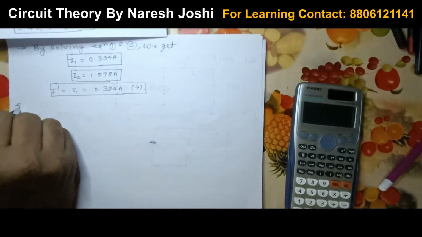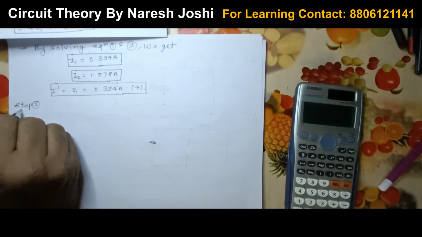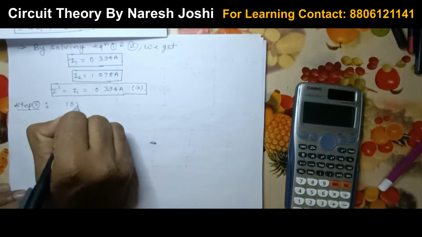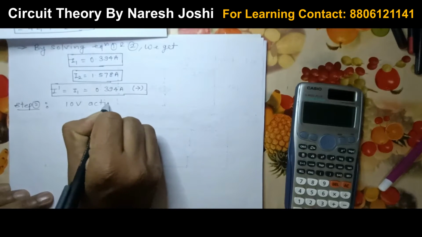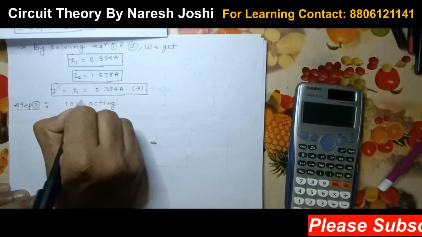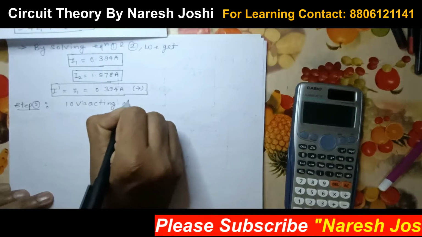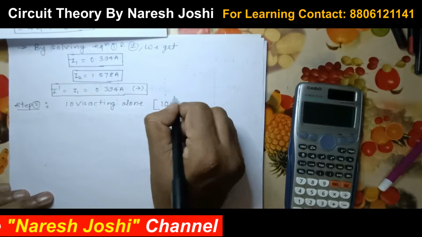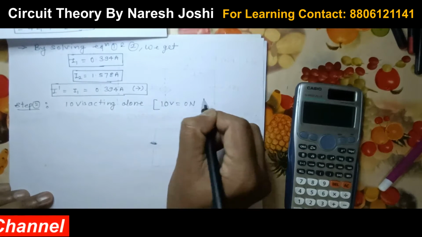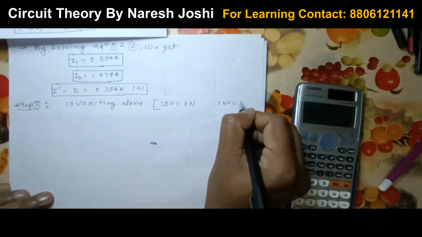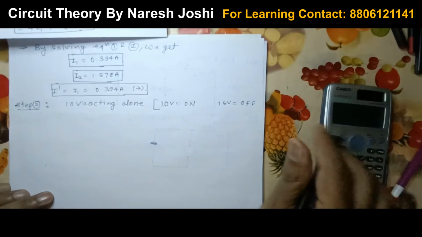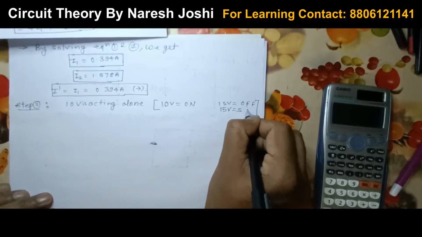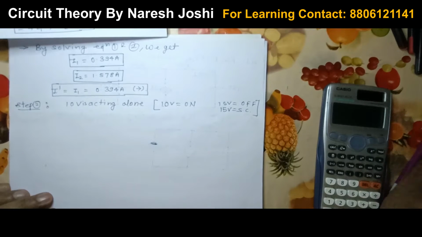Now in step number 2, we will assume that 10 volt is acting alone. That means 10 volt is in on condition and 15 volt is in off condition. Off means 15 volt can be replaced by a short circuit, so 15 volt will be replaced by the short circuit here. So now again we have to redraw the circuit diagram.